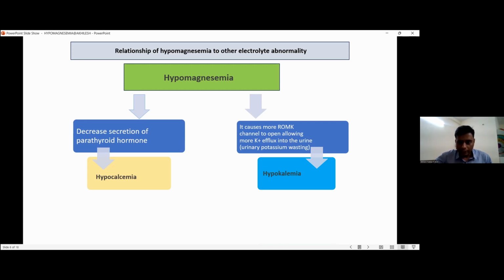So I already told you that hypomagnesemia usually presents with hypocalcemia and hypokalemia. So we should remember that calcium, potassium, and magnesium deficiencies can occur together mostly. If we find a patient having low magnesium, we have to look for potassium and calcium also, and vice versa.